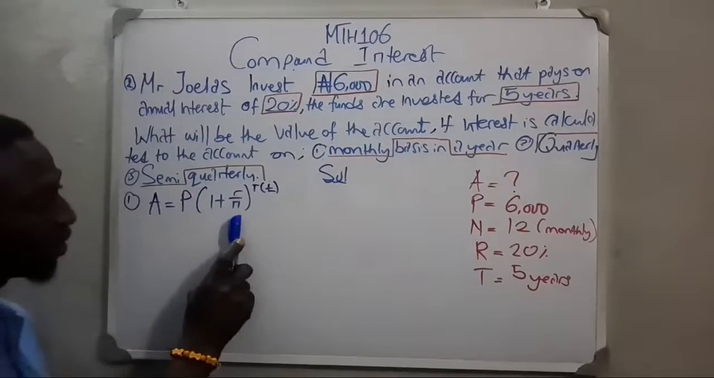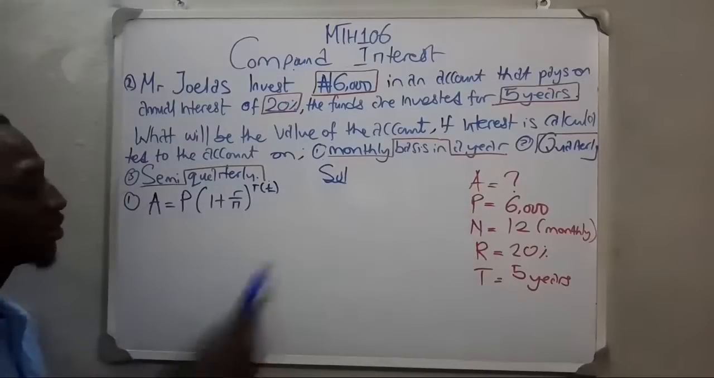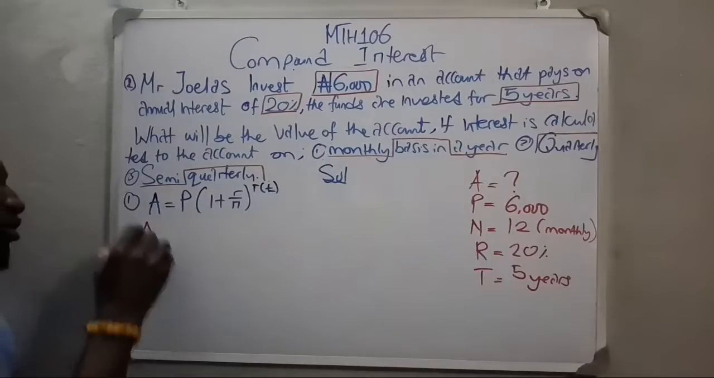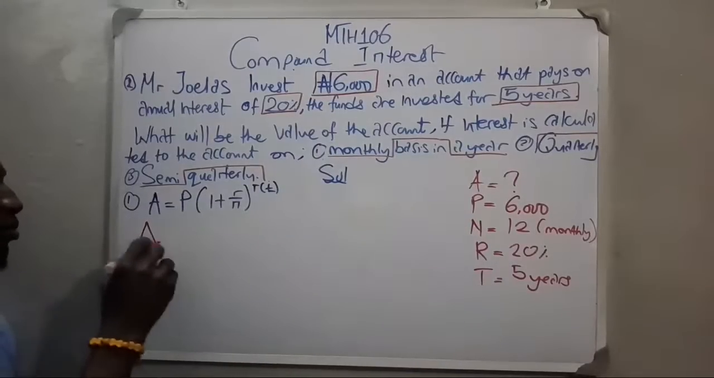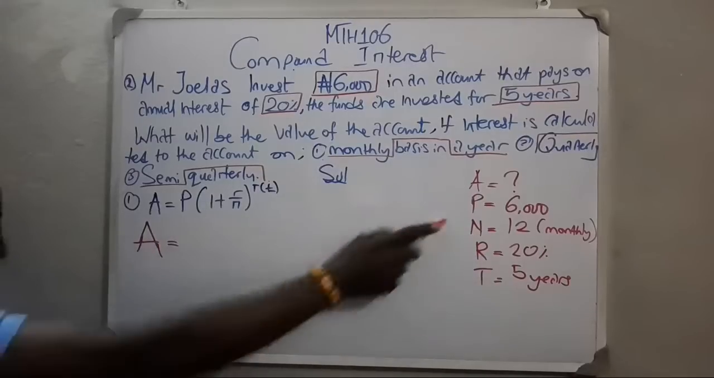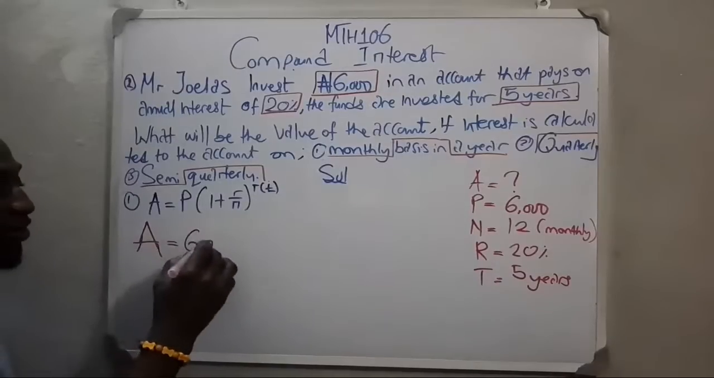this is the formula. Okay, A, we don't know what A is, so we bring down A, but we don't know what it is. That's what we are solving for. All right. Here is P. We already know what P is. So instead of P, we write 6,000 naira.